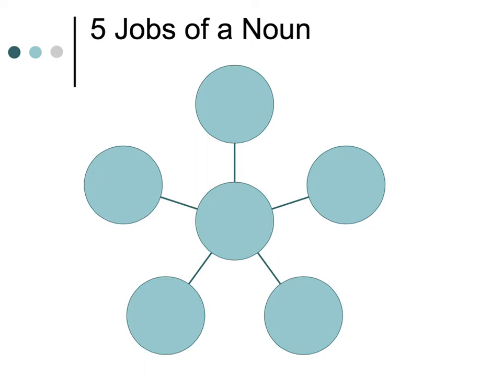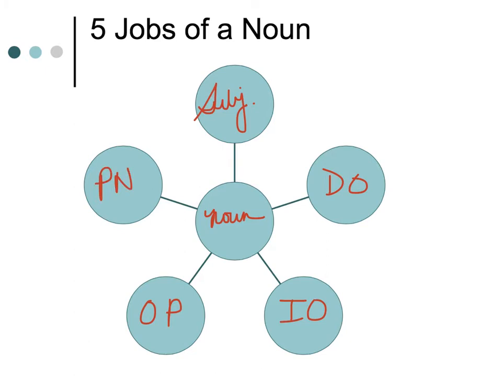In order to fully understand noun clauses, we need to have a sense of the jobs that a noun can do. So in the center of our graphic, we have noun or pronoun. And up on the top, we'll put subject. Every sentence needs a subject. Nouns can also be direct objects, indirect objects, objects of the preposition, and predicate nominatives.